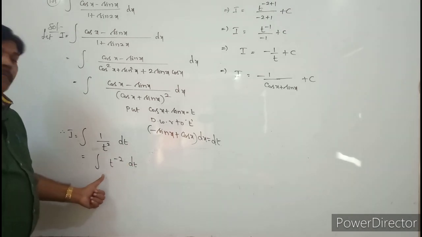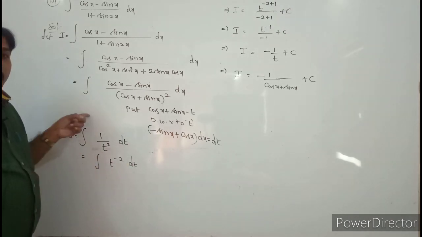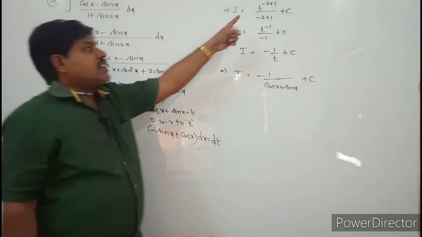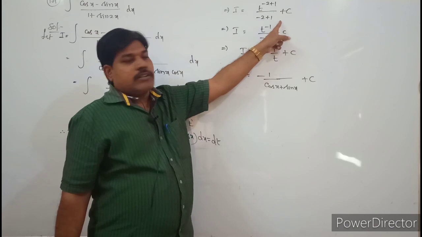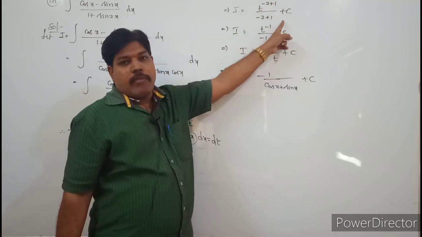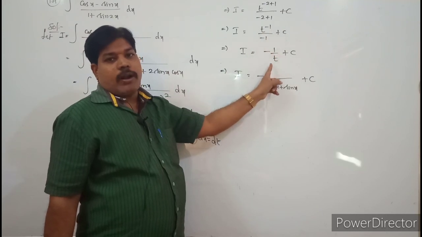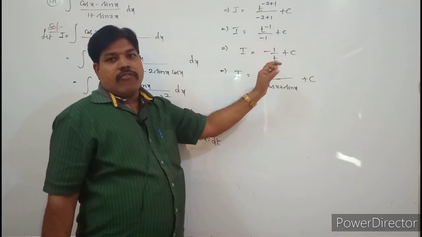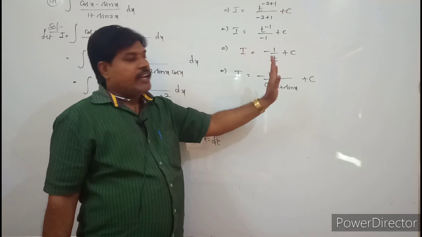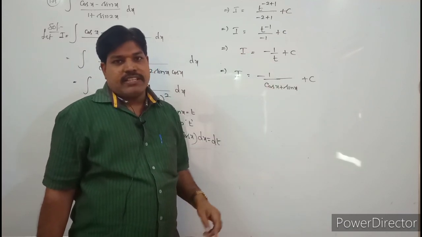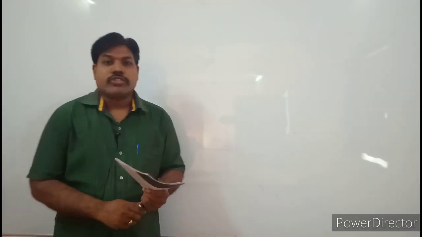So that is equal to, take this t square to the numerator, it will become t power minus 2. What is the integral of t power minus 2? X power n plus 1 by n plus 1. So t power minus 2 plus 1 by minus 2 plus 1. So that is equal to t power minus 1 by minus 1, it is 1 by t. So integral of 1 by t square is minus 1 by t. What is the t value? Cos x plus sin x plus c. So see that question. Next question.